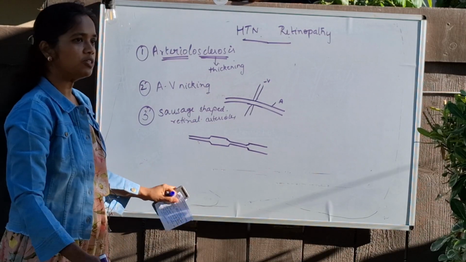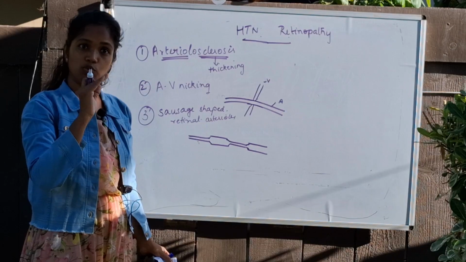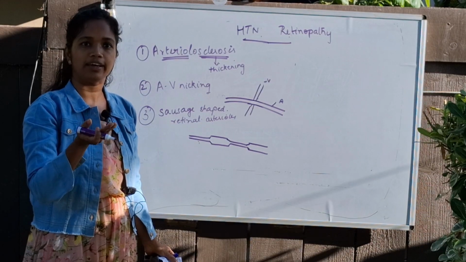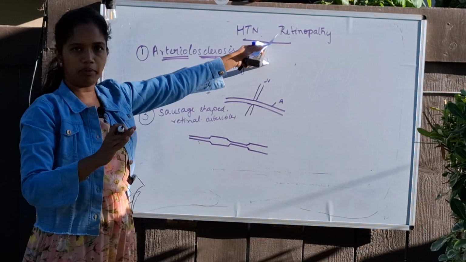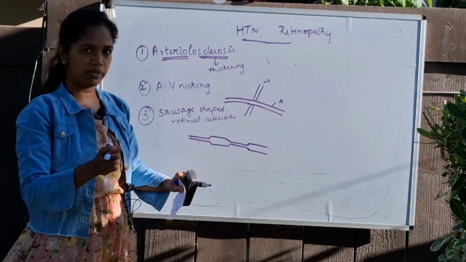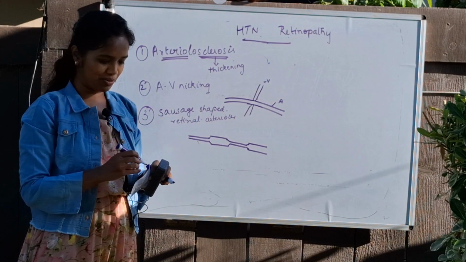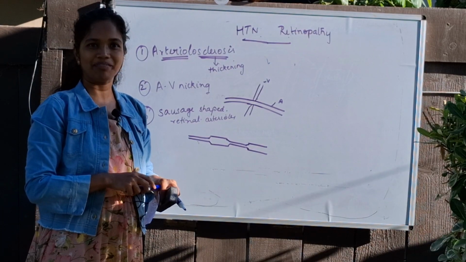In addition to this, cotton wool spots, hard exudates and retinal hemorrhages are the three findings which we saw in diabetic retinopathy, right? Those three can also be seen in hypertensive retinopathy. Those three findings are common to both diabetic as well as hypertensive retinopathy, but these three are much more specific for hypertensive retinopathy. I hope I made it clear in this whiteboard diagram.